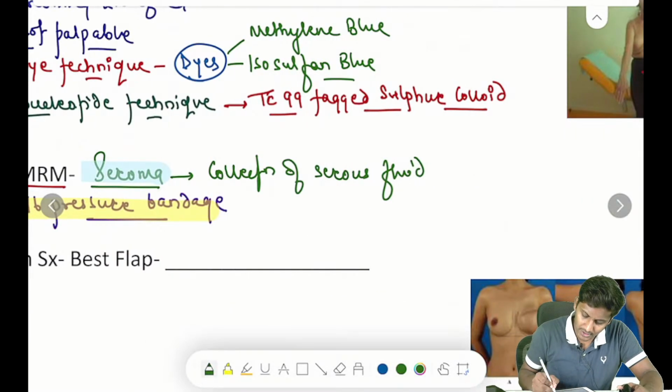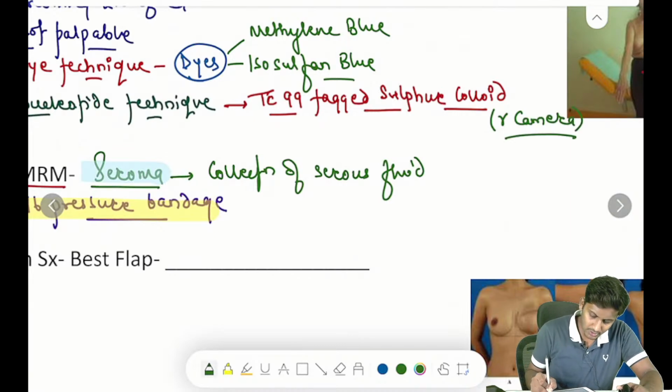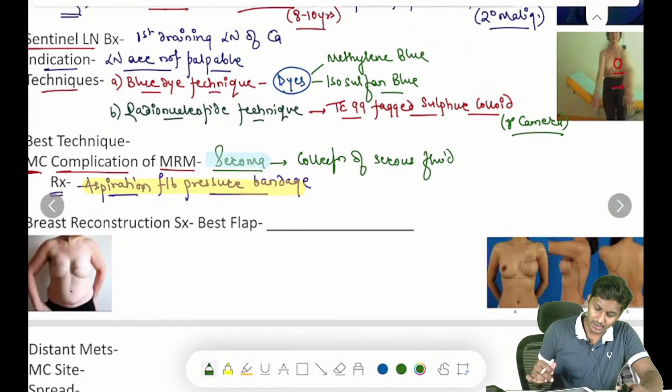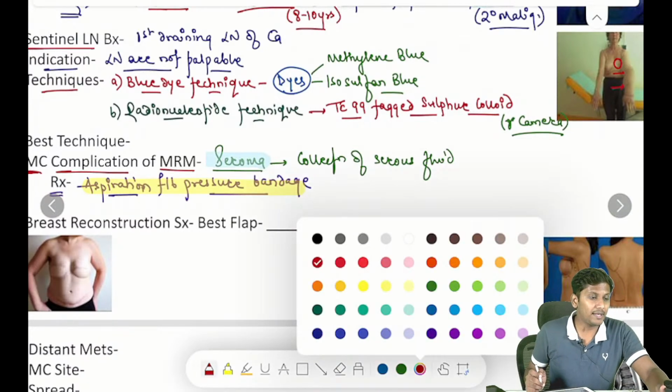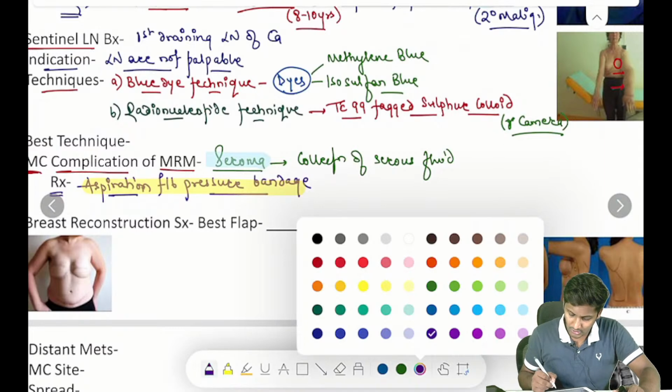And which camera is used? Definitely we are going to use a gamma camera. It is gamma only. Okay. What is the best technique? That has been a previous year question. What is the best technique? Definitely that was a previous year question, you have to remember.